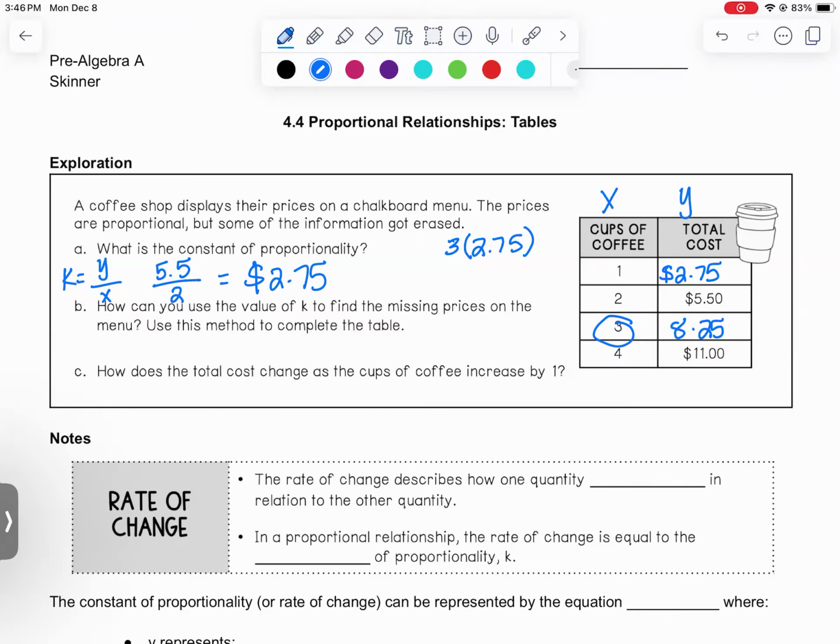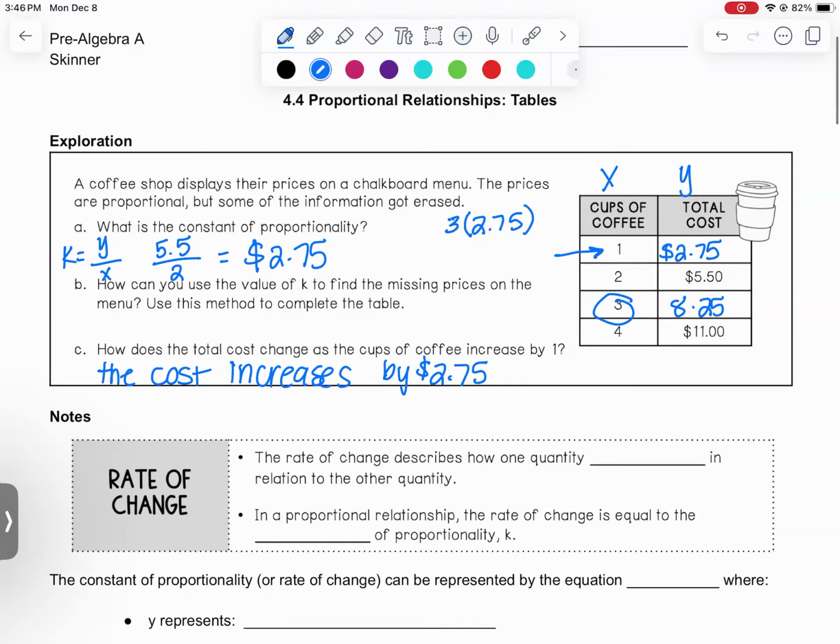How can you use k to find the missing prices on the menu? Well, we found our constant of proportionality. This is like our unit rate. And then we used what we know to find what we don't. How does the total cost change as the cups of coffee increases by 1? So every time cups increase by 1, the cost increases by $2.75. Pause if needed.